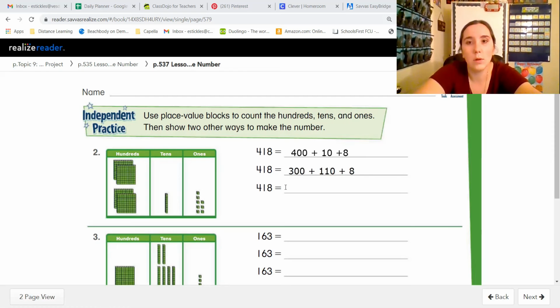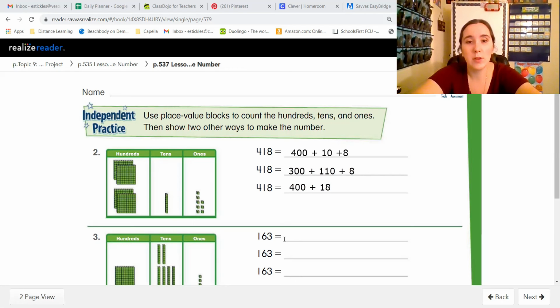And then I can think of one more way, and there's lots of ways for this one. But I'm going to say I have my 400 flats, and then I'm going to take my 10, and I'm going to move it to my ones. So I'm going to turn that 10 rod into 10 ones. So I don't have any tens. Now instead I have 8 ones plus 10 more, which is 18. So another way to show 418 would be 400 plus 18.